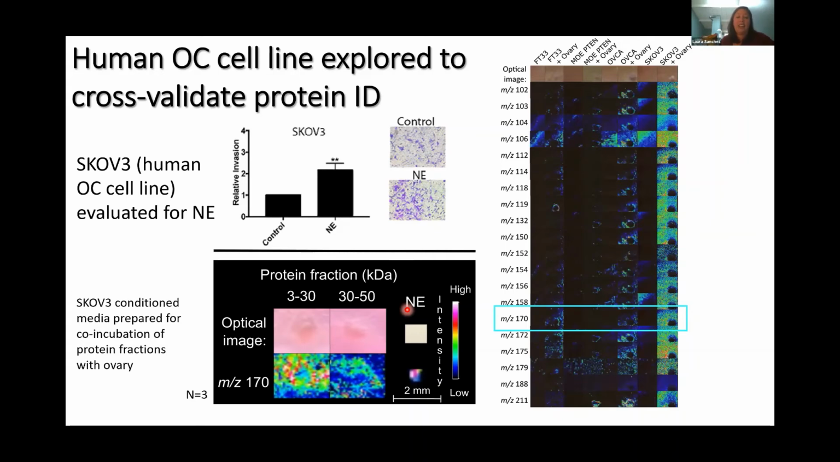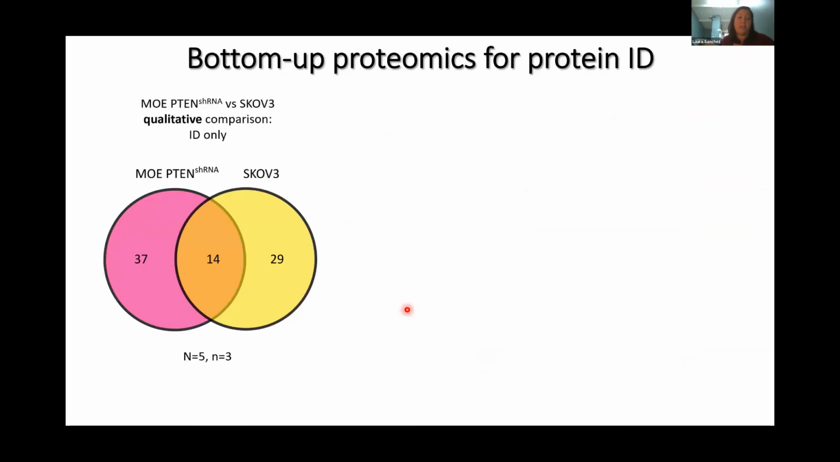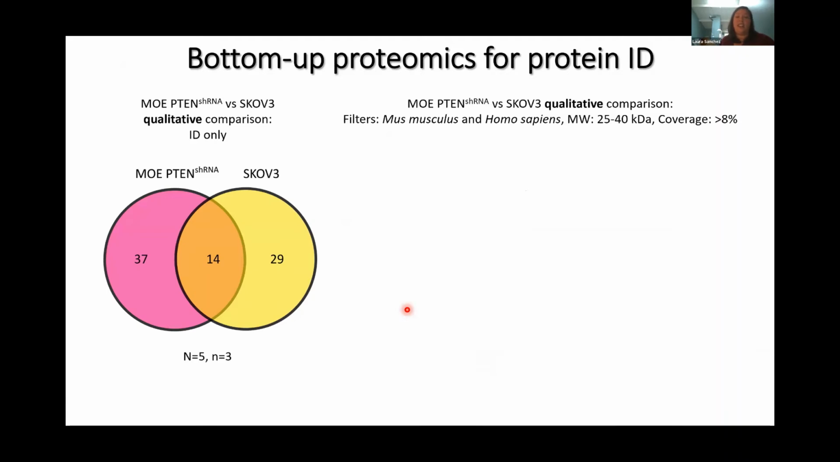So what we wanted to do is actually, instead of just moving on with the Mo and the Mo scrambled, throw in a cross-species validation using the SCOV3 cell lines. So that's what we did again. So Catherine did bottom-up proteomics, repeated it in the same way, and found that there were 14 proteins that overlapped between the 2 conditions in all of our experiments.